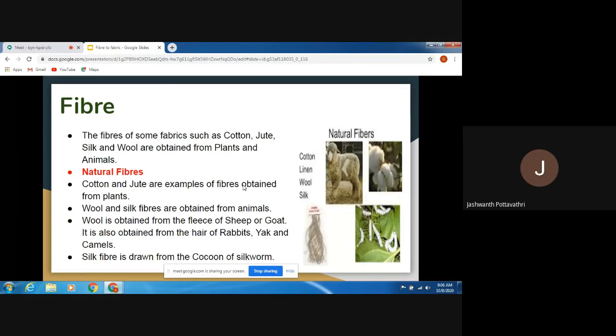Sir, what does jute mean? Jute is one type of fiber. Just a minute, I will show. Jute is one type of fiber. We get these fibers from plants. Okay, jute fibers are also obtained from plants.